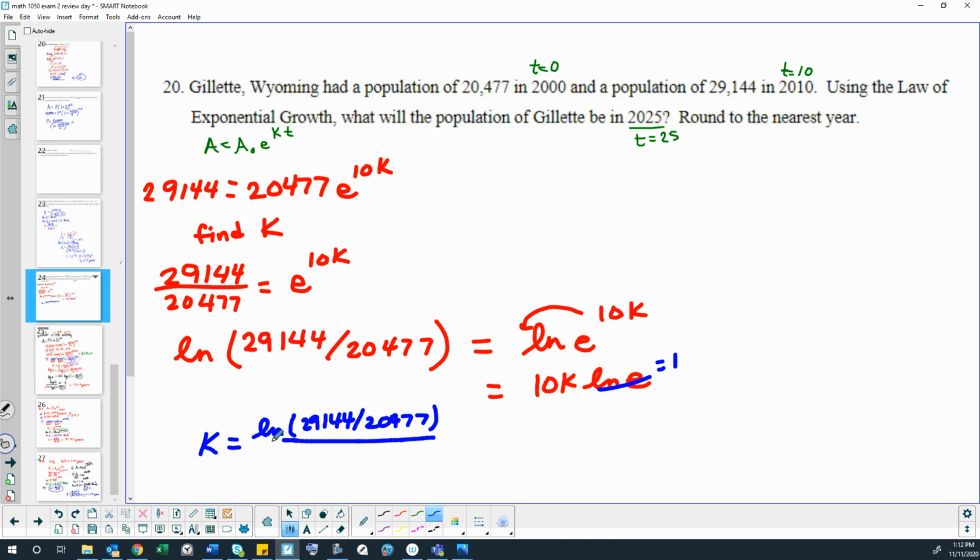Of course, I know these are just populations. And then overall dividing that by the 10 years that have passed in the time that that number changed. So it's going to give us an approximate value for k. I'll use my calculator here and figure that out. So the natural log, use a parenthesis, 29,144 divided by 20,477, close the parenthesis, divide by the 10, and we get 0.035294675. I'm just going to write them all down because the more I have, the more accurate my answer will be. Okay, so there's k.